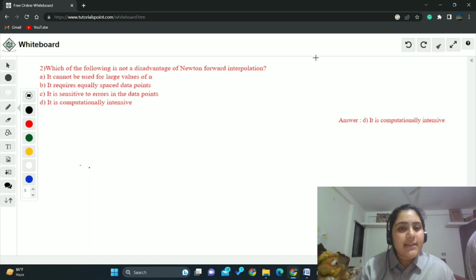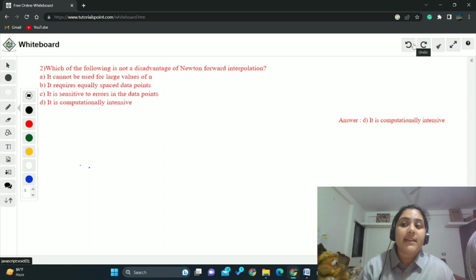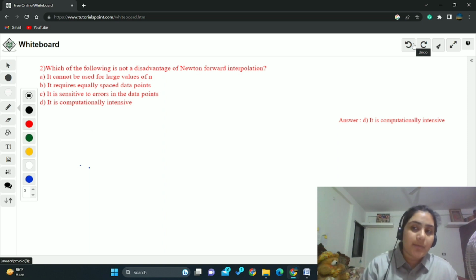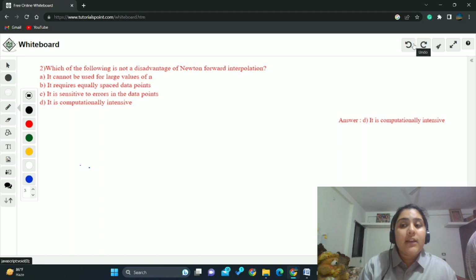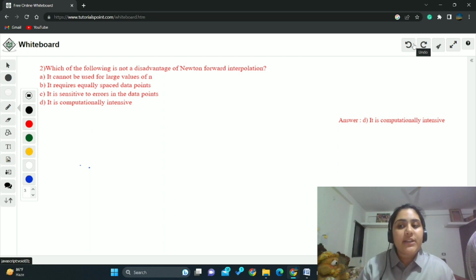So this is a disadvantage. Coming to option B, it requires equally spaced data points. The Newton forward interpolation method relies on equally spaced data points. This is because of calculating the forward difference table accurately. So if the data points are not equally spaced, the interpolation result may be less accurate. So this is a disadvantage.